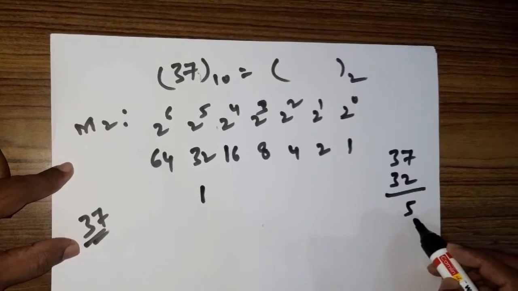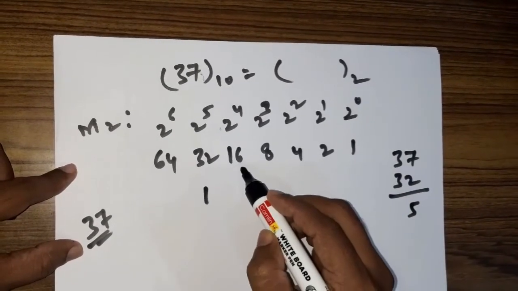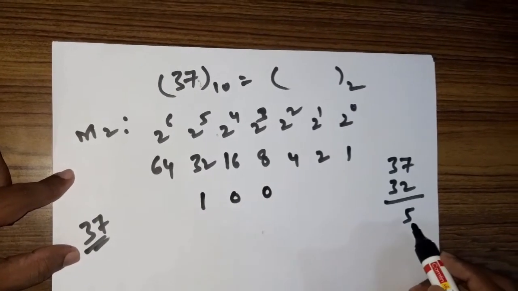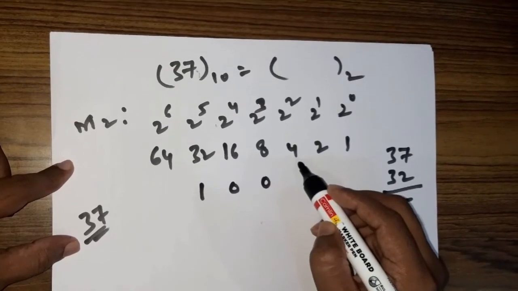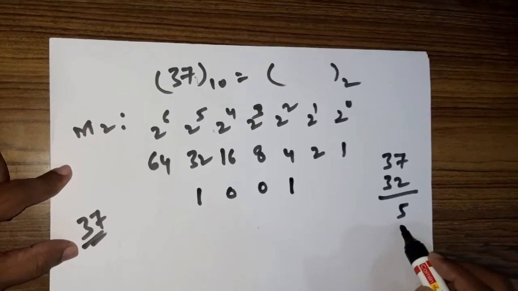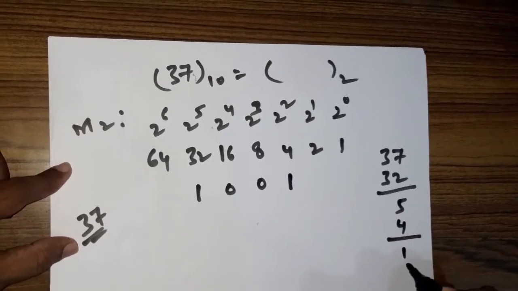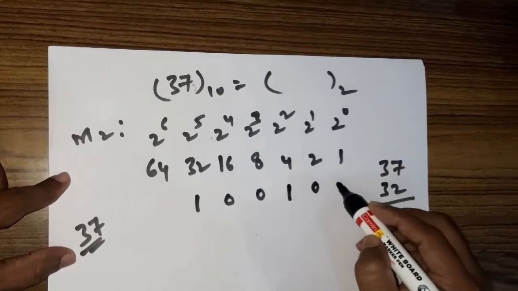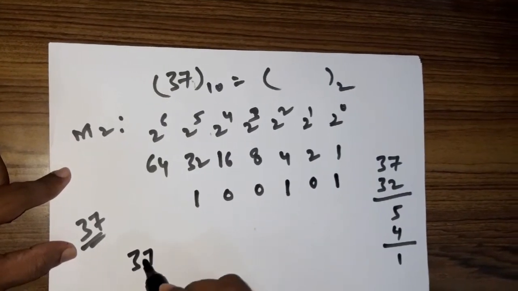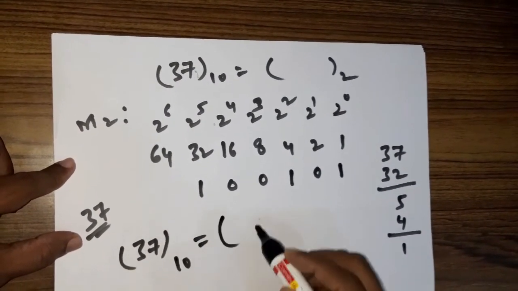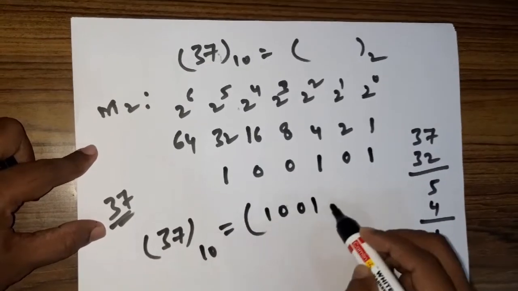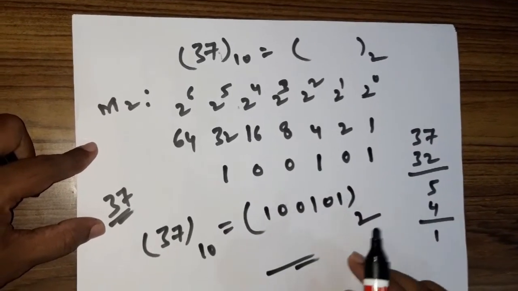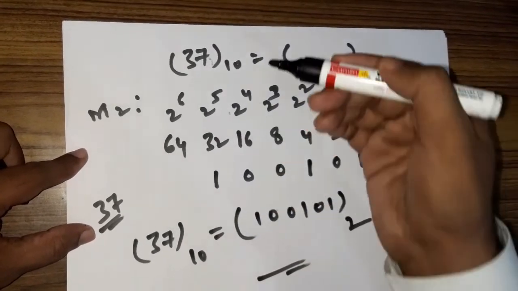Now which value do we need? We want 5, but here we have 16, we don't want that one. Here we have 8, this one also we don't want. Next we want 5, and we have 4, so we will take this one, make it a 1 and subtract that 4 here. And finally what we want is 1. Here we have 2, so we don't want this one, but this one we want. So finally we get the answer: 37 in decimal is in binary 1 0 0 1 0 1. So this is how we converted decimal to binary.